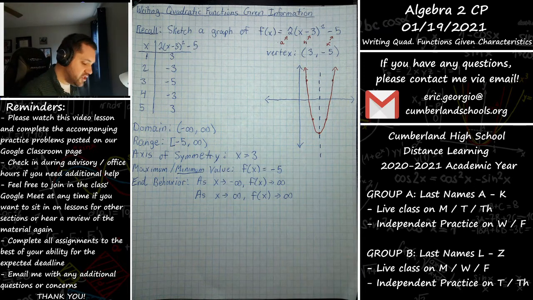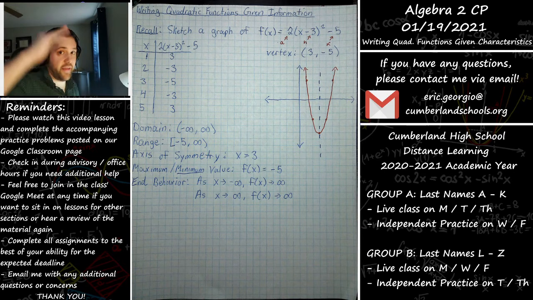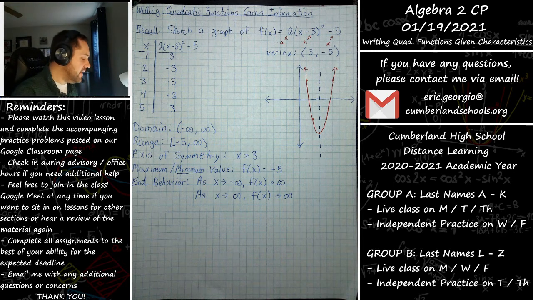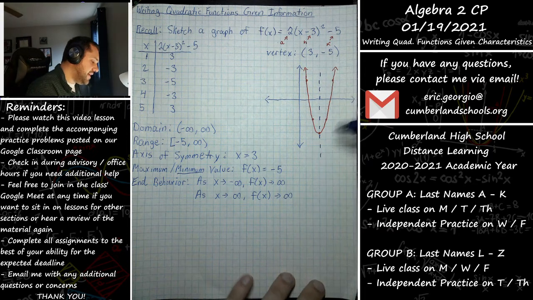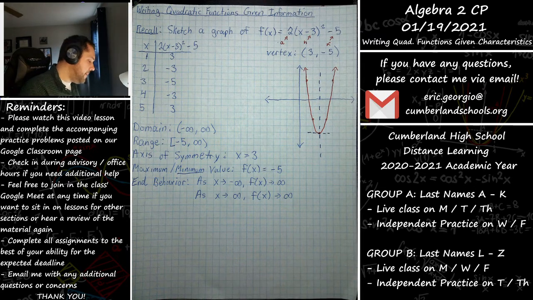Remember, the range corresponds to the y-coordinate of the vertex, because the vertex's height is going to tell us how high or how low the parabola goes at its maximum or minimum point. Speaking of maximum and minimum, this parabola has a minimum of f of x equals negative 5, because that's the lowest that this parabola will ever go, down to negative 5. And the end behavior, it's going up on both sides, so we'd say as x approaches negative infinity, f of x approaches positive infinity.